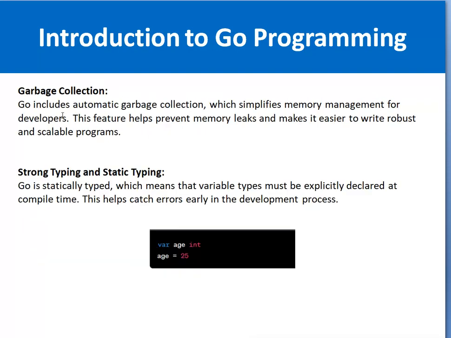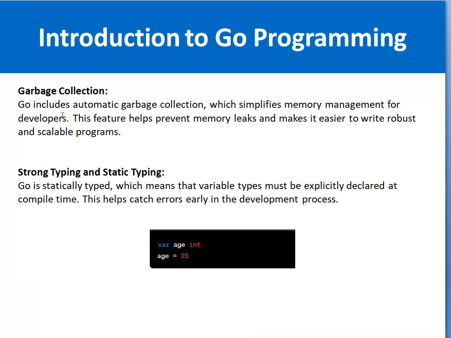Then garbage collection. Go has the automatic garbage collection concept. It means developers don't need to worry about memory management, because Go automatically manages it. This feature helps prevent memory leaks and makes it easier to write robust and scalable programs.